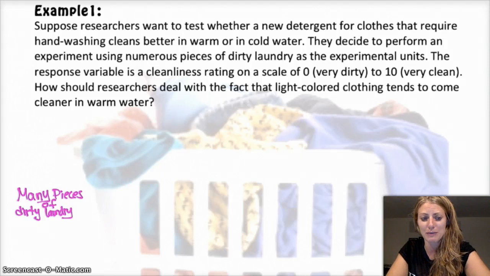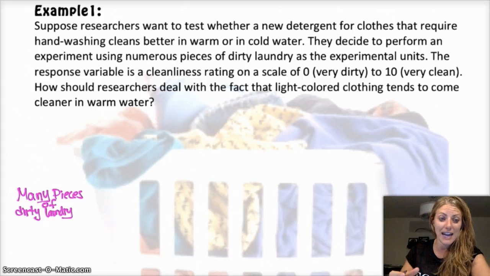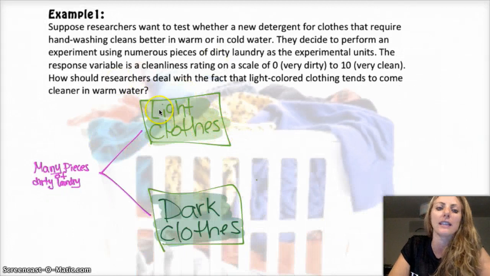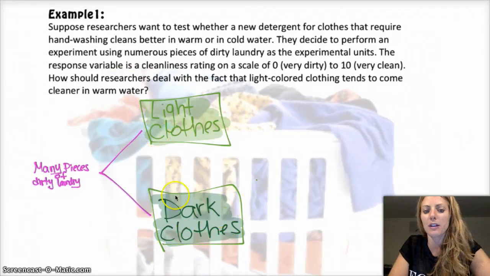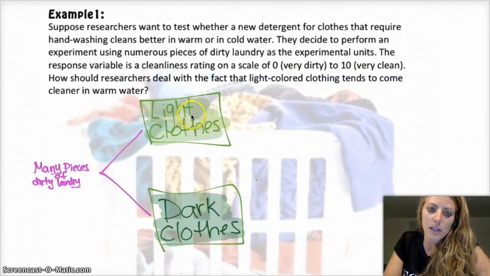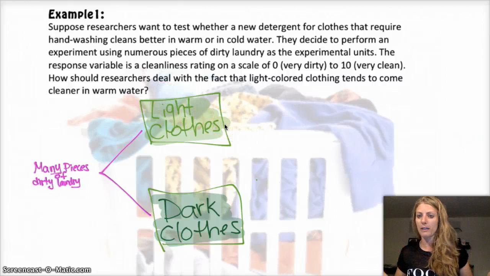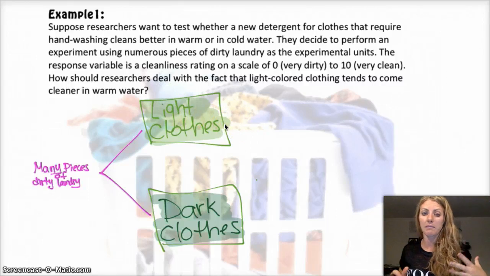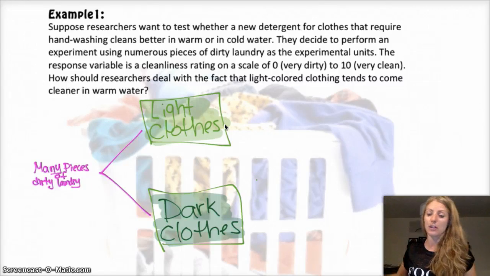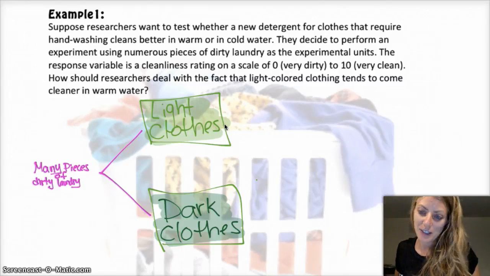Hopefully you've helped your parents or something with laundry before. But anyways, so you take the many pieces of dirty laundry, separate them first into light colored clothing and dark colored clothing. So these are your blocks, the light clothes and then the dark clothes. So you want to treat those as two separate experiments. So the light clothes, they're going to go through the experiment where you randomly assign half of the clothes to warm water and half of the clothes to cold water.